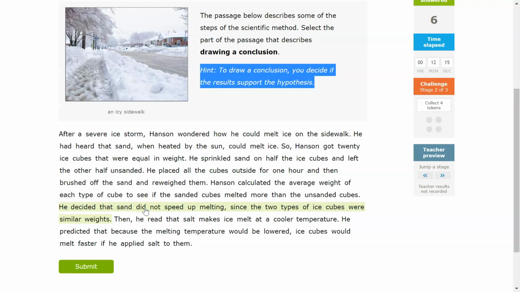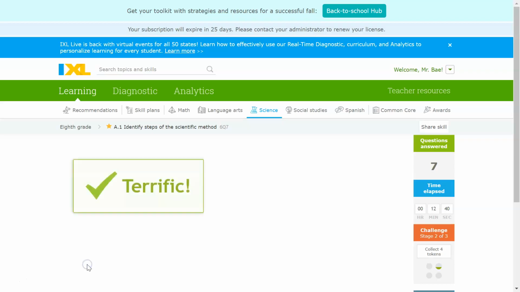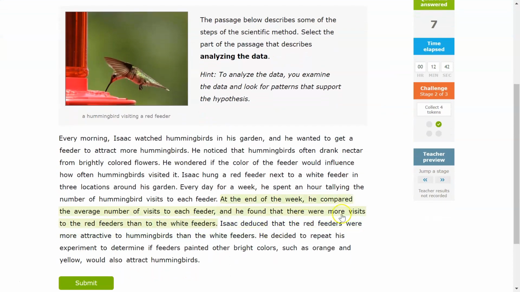Okay, this sounds like he figured out what he decided, which is his conclusion, that the sand doesn't seem to speed up the melting. Yeah, this is just stuff that he read, so that doesn't count. He predicted that, because, yeah, that's like what he predicted. That's what he thought would happen. So they put the hypothesis kind of at the end, which is interesting. But yeah.